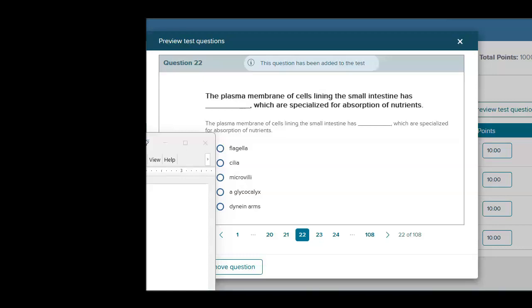Next question. The plasma membrane of cells lining the small intestine has blank, which are specialized for absorption of nutrients. And we have microvilli, flagella, glycocalyx. So let's take a look at the figure. I'm going to stop for 5 seconds so you can think about your answer.